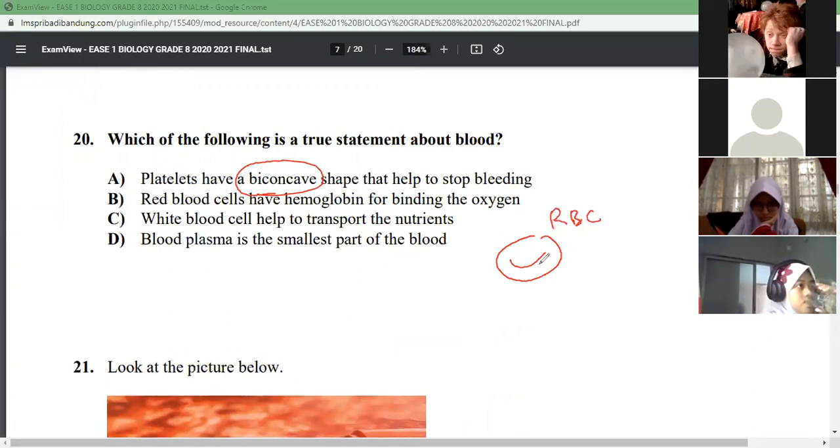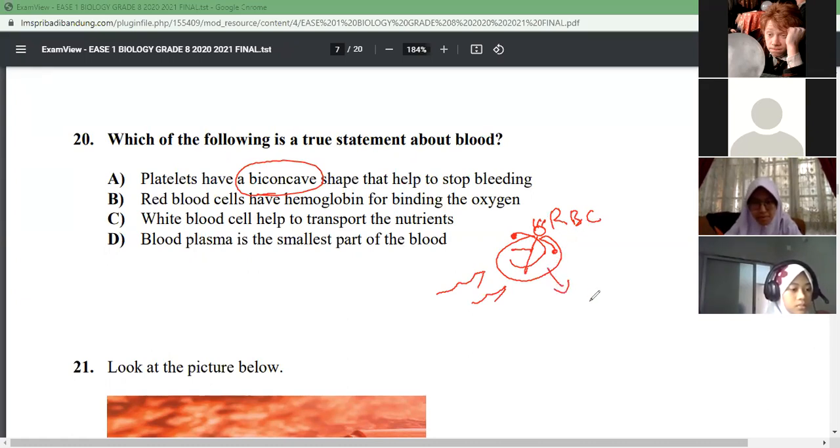The red blood cell, just imagine like a swimming ring. Kalian pernah kan mungkin berenang di water park gitu. Terus kemudian kalian duduk di sini. Can you imagine like this? So if you are in the water park, there is a swimming ring. So that's the shape of the red blood cell.